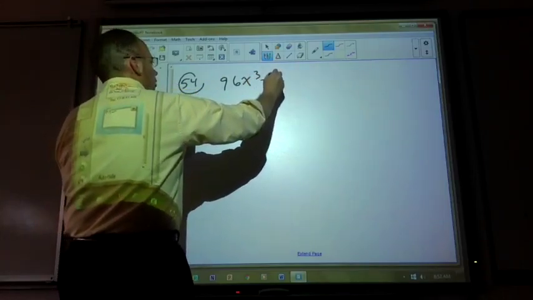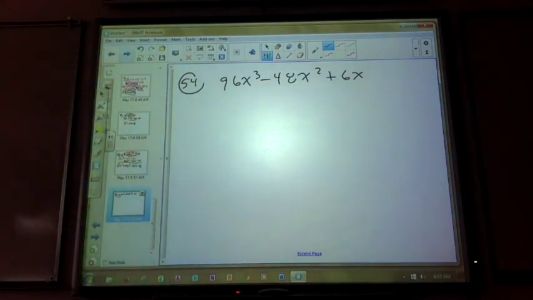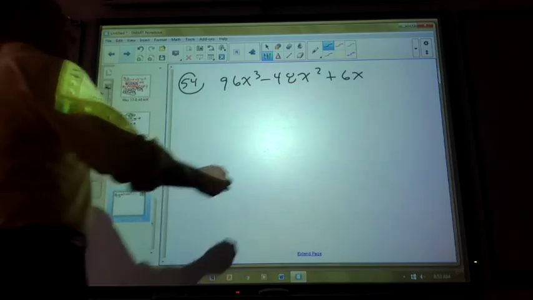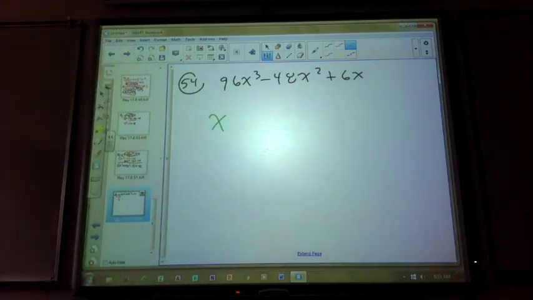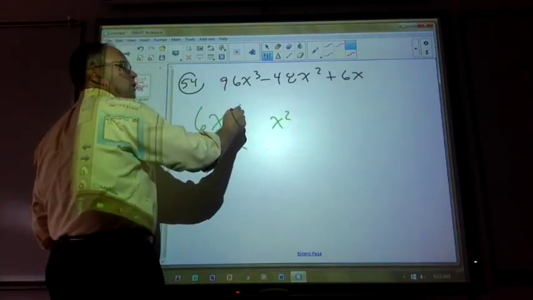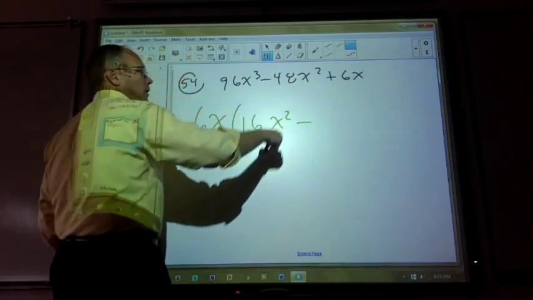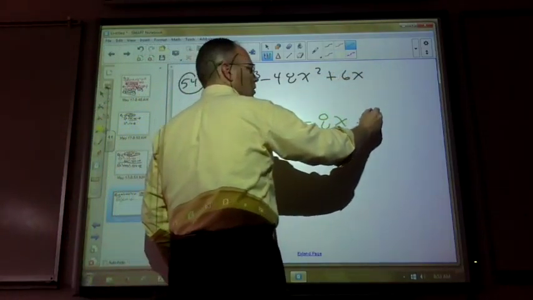96x to the third minus 48x squared plus 6x. That one? Okay, first thing I would say, look for greatest common factor. Greatest common factors can be a numeric value as well as a letter. So what letter can you factor out of all three? X. X comes out right away. What number goes into 96, 48, and 6? 2 works, but does 6 go into all of them? 6 does go into all of them. So if I factor a 6x out, I know that's going to be x squared. 6 goes into 96 how many times? 16. And then minus, right? 6 goes into 48 8 times, so I get 8x. 6x goes into 6x how many times? 1 time.